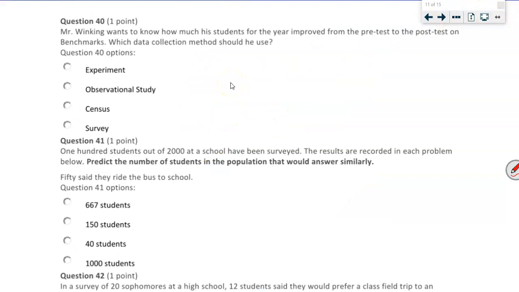Mr. Winking wants to know how much his students for the year improved from the pre-test to the post-test on benchmarks. Which data collection method should he use? So let's talk about what these are. An experiment requires a control group. An observational study is you're looking at before and after data. A census is everybody being surveyed, and a survey is a portion of the people. So he did do everybody that he was teaching, but if we look at before and after, I would say it's an observational study here, okay?